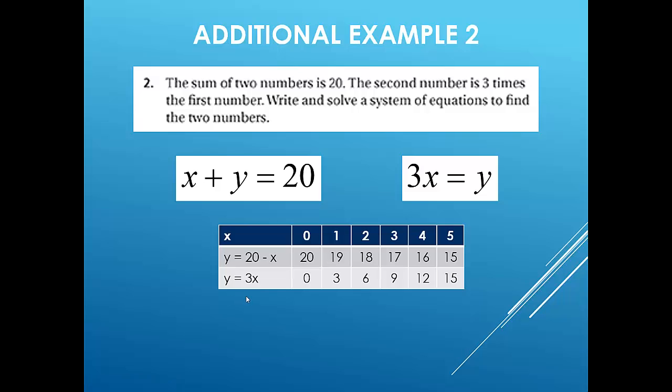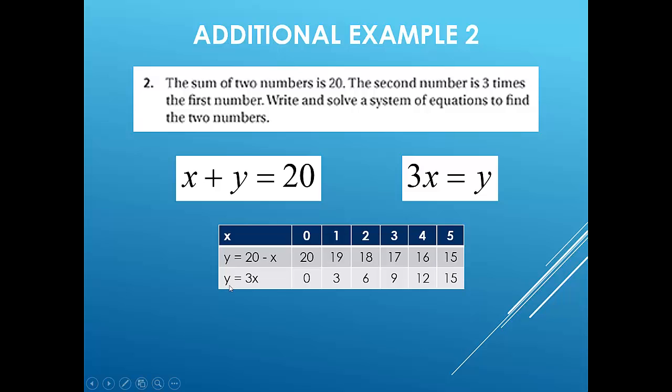Now we will plug our numbers in to find out when we get the same value for both equations. So if we start with 0, 20 minus 0 is 20. Then we go to 1. 20 minus 1 is 19. And then we put in 2. 20 minus 2 is 18. When we plug in 3, 20 minus 3 is 17. When we plug in 4, 20 minus 4 is 16. And when we plug in 5, 20 minus 5 is 15.